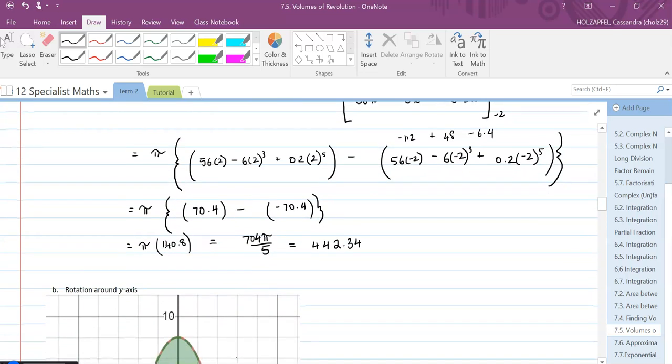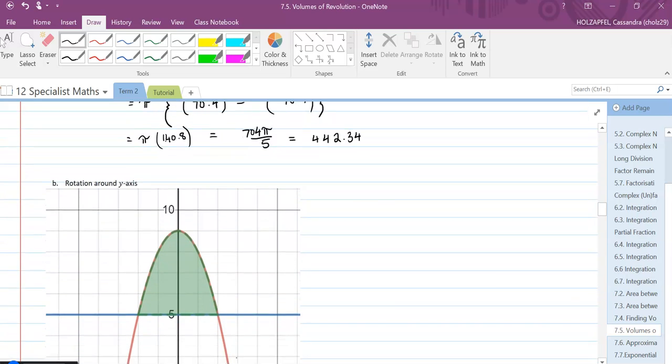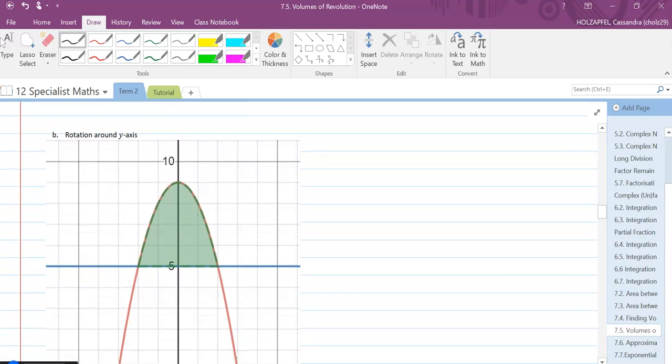So then how would we go about rotating around the y-axis? This is going to be a little bit different to the previous method, because when I rotate this function around the y-axis, there's not actually going to be any gaps, so we don't have to treat it like it's a washer. We can treat this like we've treated problems in the past.